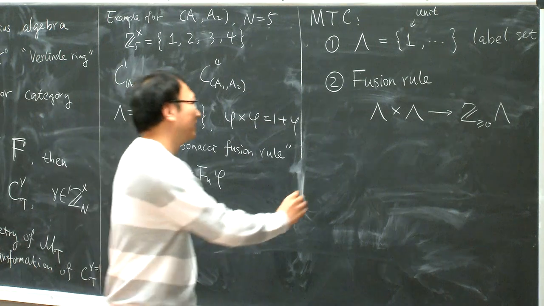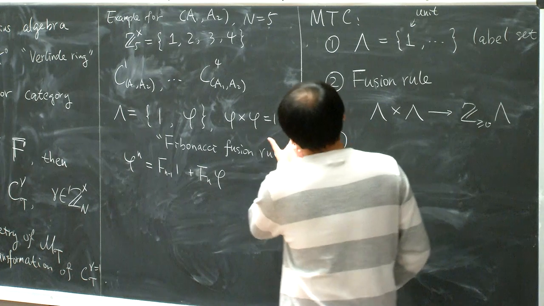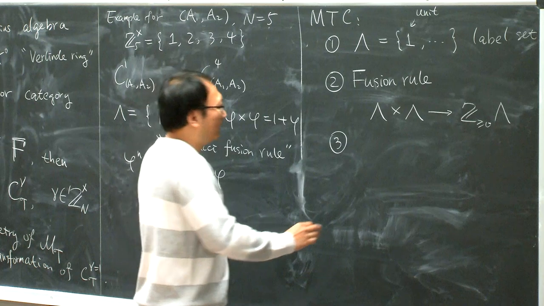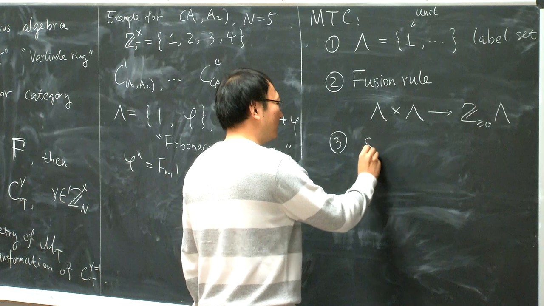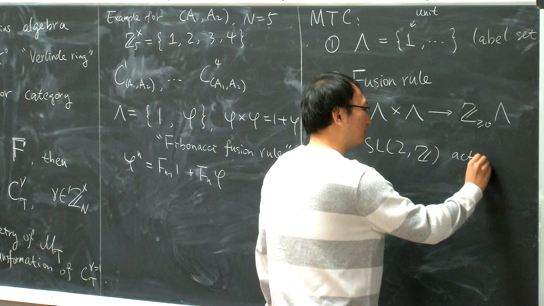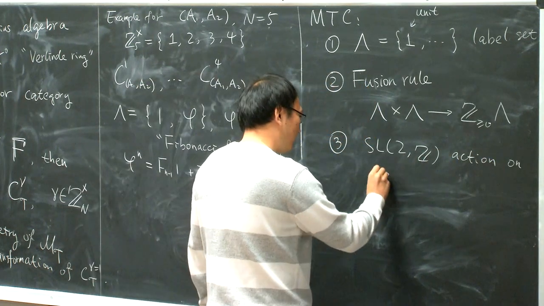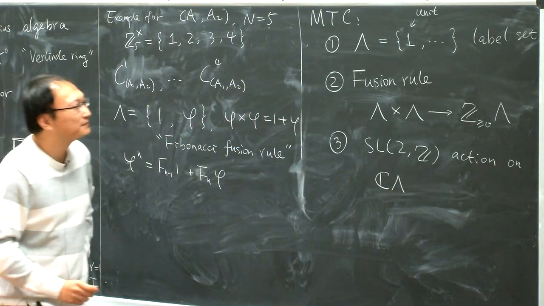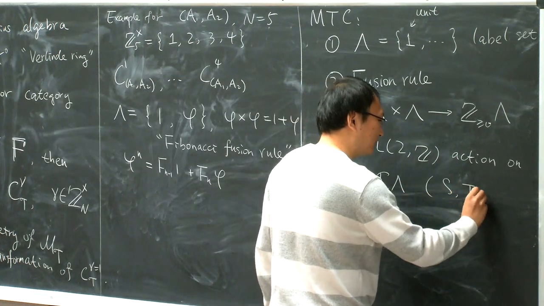And a modular tensor category has the word modular in its name. This is referring to the fact that there is an SL(2,Z) action on the vector space, the C-span of lambda. And this data can be represented by S and T matrices.